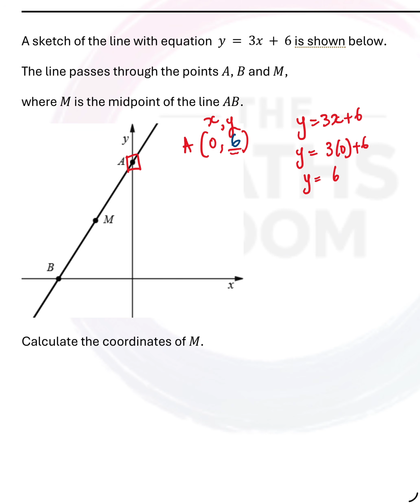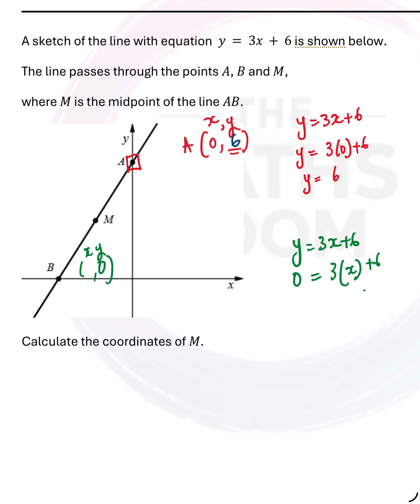Now, same thing we do for our point B. B is going through the x-axis, which means the value of my y in this case, because we're not going up and down, is going to be 0. So we can use that to find our x. So y equals 3x plus 6. We know our y, which is 0. So 0 equals 3 times x, we don't know x, plus 6.